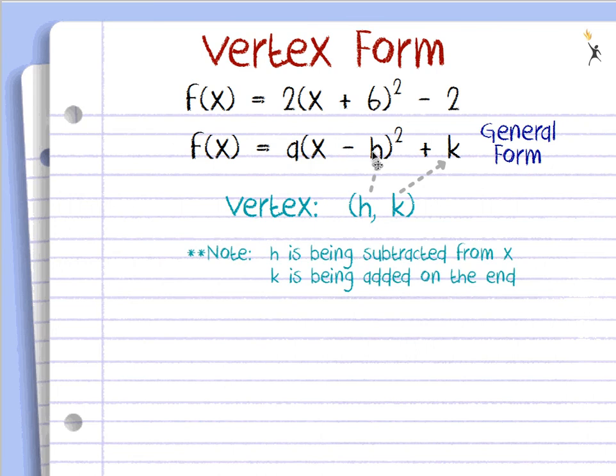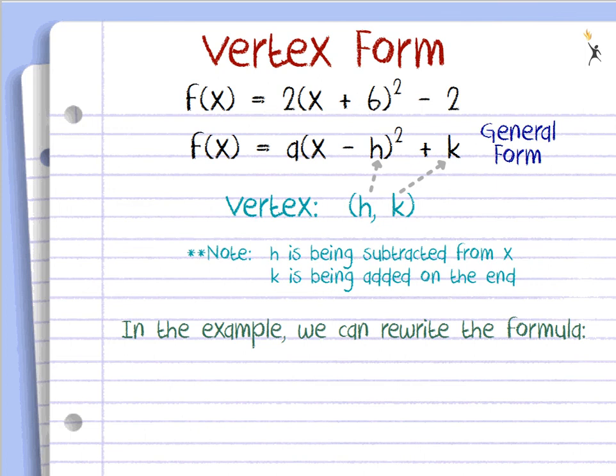A couple of things to notice here though. I need you to notice that h is being subtracted from x, and that k is being added onto the end of my form. That's going to matter in just a minute because signs are going to be important here. So we're going to take our example and rewrite this formula just a little bit so that it looks more like my vertex form with the subtraction and the addition. Notice that is not what I have in my final equation, and that's okay, but I'm going to have to be able to identify h and k.